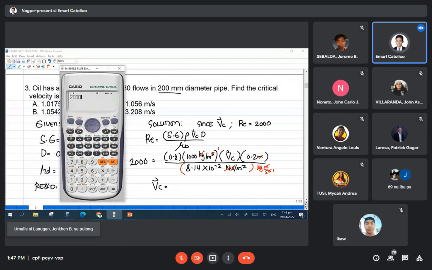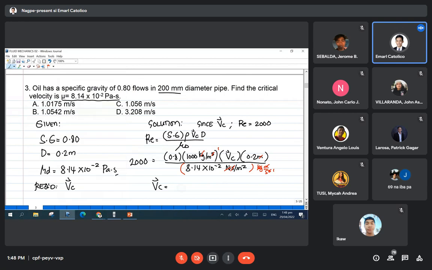So 2,000 times 8.14 times 10 raised to negative 2 over 800 times 0.2. So we get 1.0175, and the unit is meters per second. So letter A is the answer.